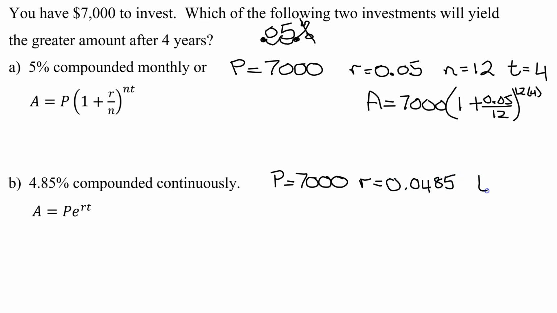And T, the time we invest for, is the same as Part A, so it's 4 years. So A is going to equal the principal, 7,000, using this formula here, E raised to the R, which is 0.0485 times T, which is 4. So now we're ready to evaluate both of these on the calculator. So I'm going to put the video on pause for a second.